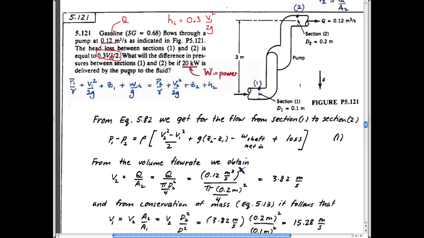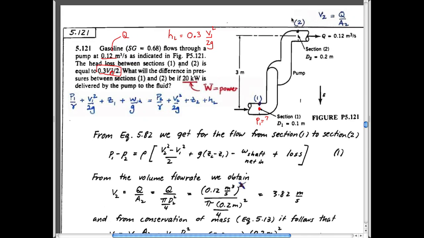What will the difference in pressures be between sections 1 and 2? So the question is, you don't know what the pressures are here at pressure 1. And we don't know what the pressure is at point 2. But we do know some other things. Do we know velocities? V1. We certainly know the flow rate, Q2. So V2 is just going to be the volumetric flow rate divided by the cross-sectional area at point 2.